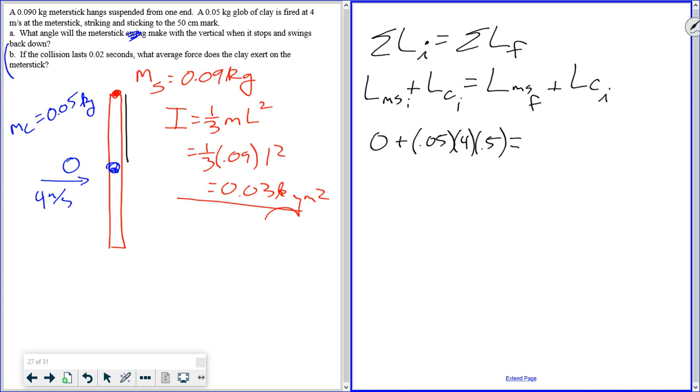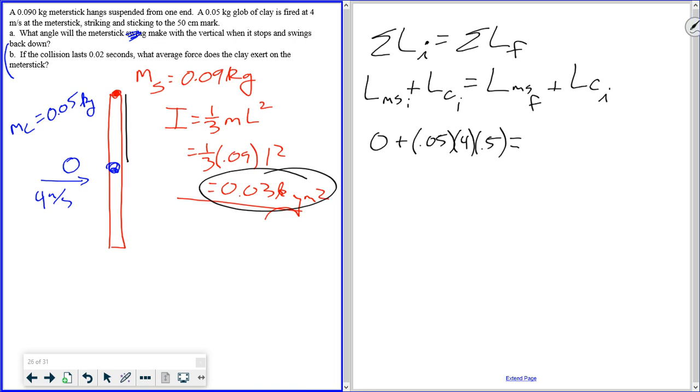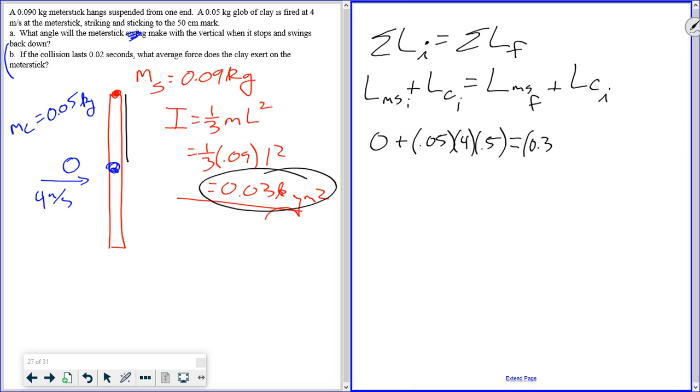That's got to equal the angular momentum of the meter stick afterwards, so that's going to be I omega, plus the angular momentum of the clay afterwards. Again, I want the angular momentum, so I'm going to treat this now as a point particle. So I'm going to do mr squared. So m is 0.05, r is 0.5, squared, times omega.